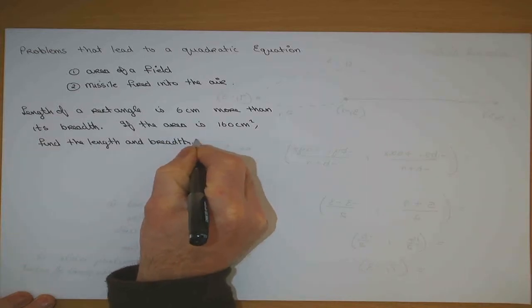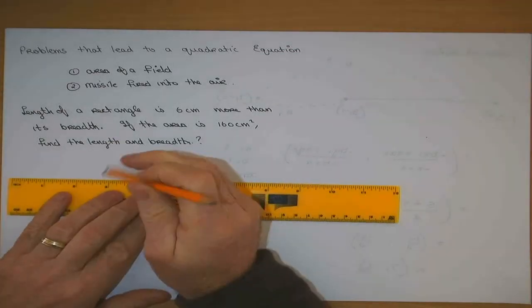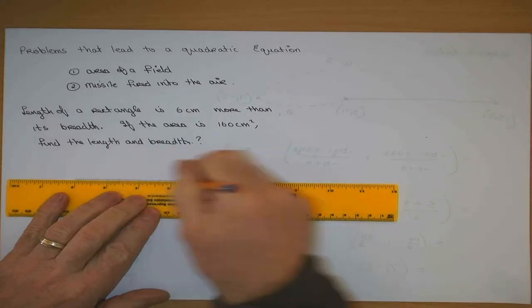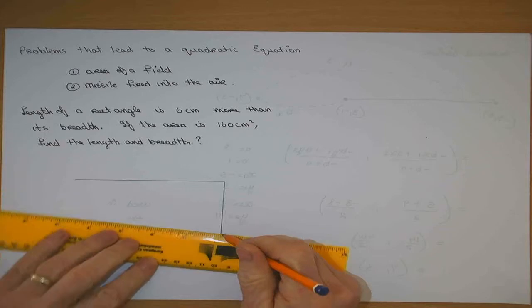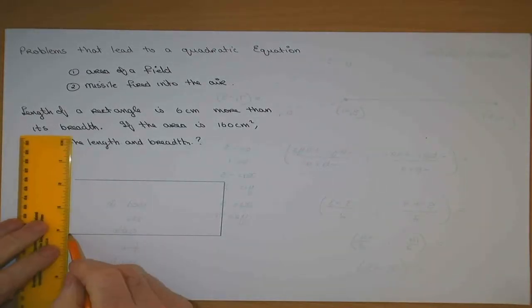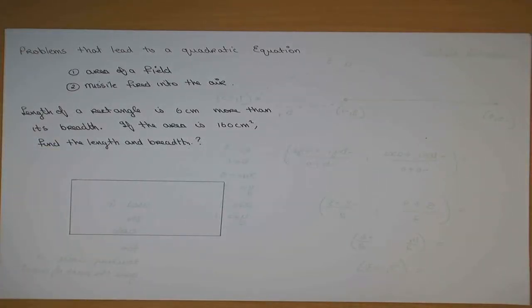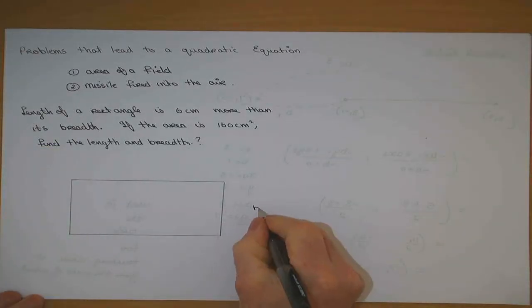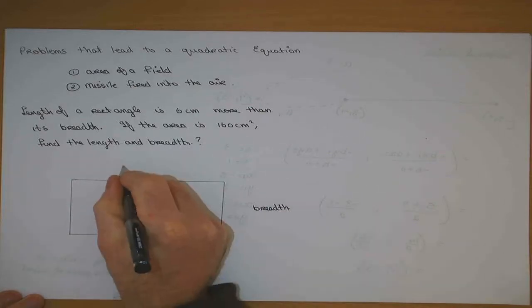That's a quadratic equation that you have to solve. The length of a rectangle, so I know it's a rectangle. The length of a rectangle is 6 more than its breadth. So this is the breadth, and this is the length.